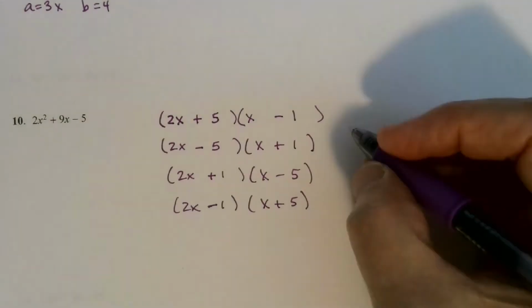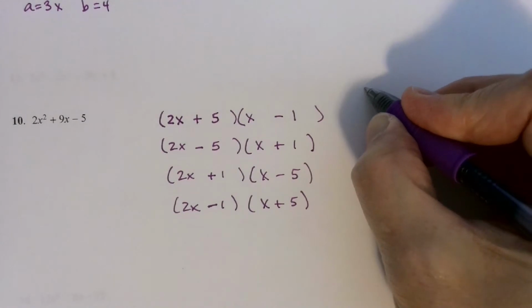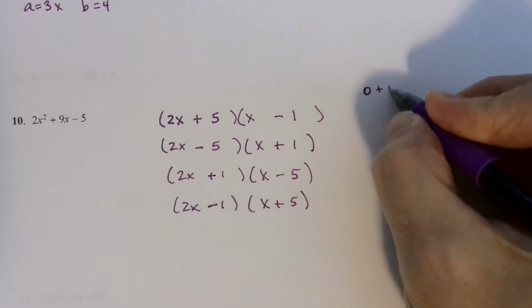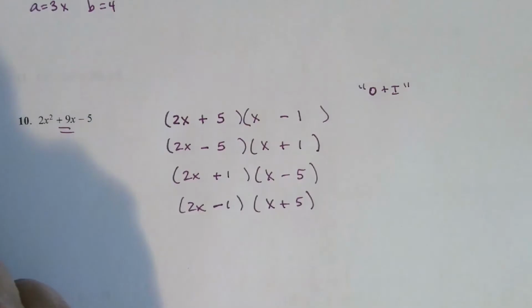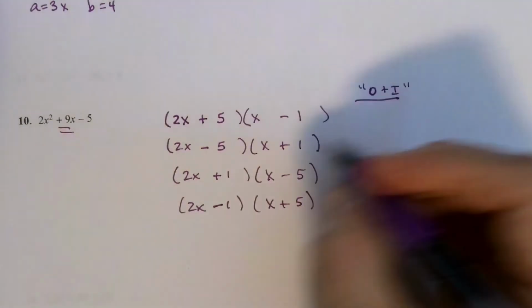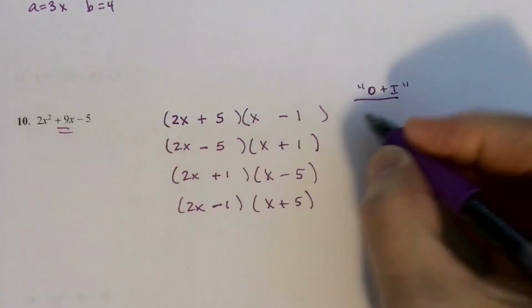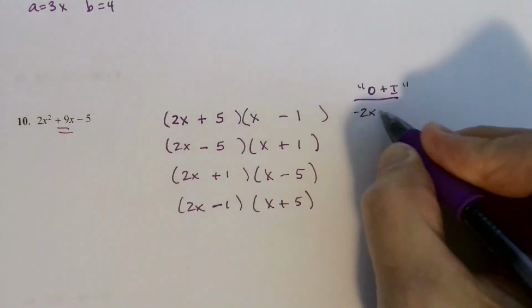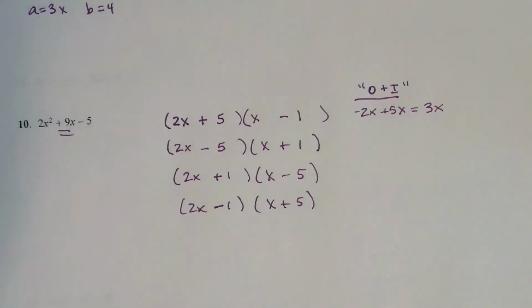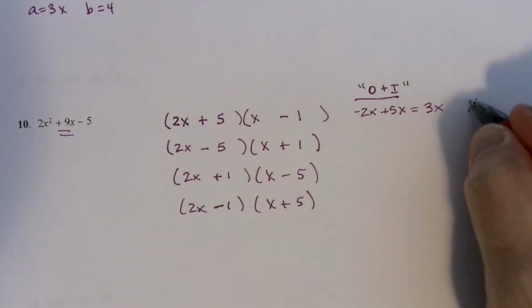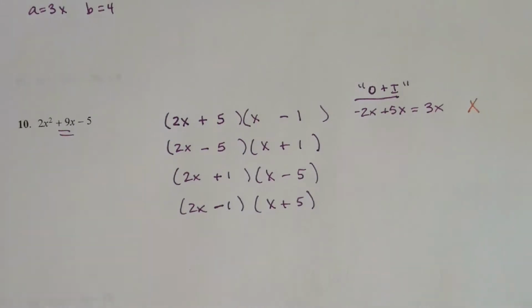And so, what do we have to check? We have to check the outer plus the inner terms in our foiling, and make sure they do what? Add up to 9x. That's the key. So when I look at here, the outer is negative 2x, and the inner is 5x, and that gives me 3x. Well, error. That doesn't work. I need 9x. This is not the one.